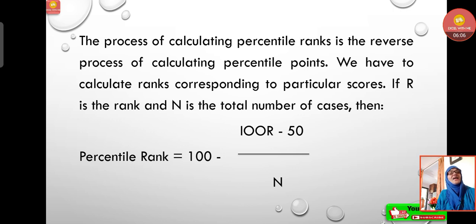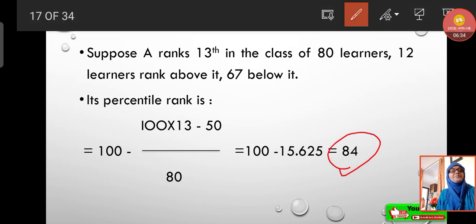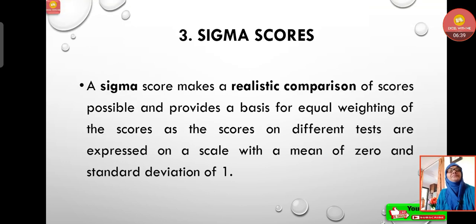If R is the rank and N is the total number of cases, then the percentile rank equals 100 minus 100(R minus 50) divided by N. So suppose our rank is 30 in a class of 80 learners, 12 learners rank above it, 67 below it. Its percentile rank is given below here, that is answer 84. So we will calculate with the help of the formula.